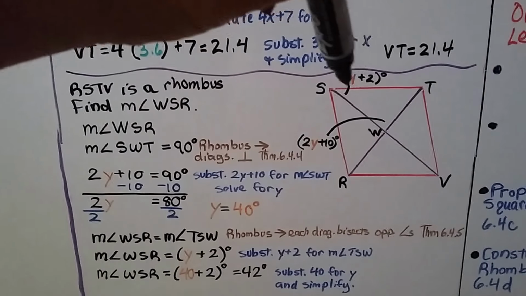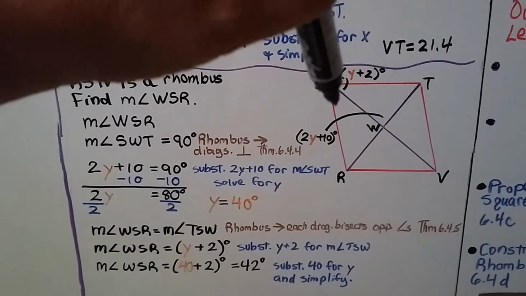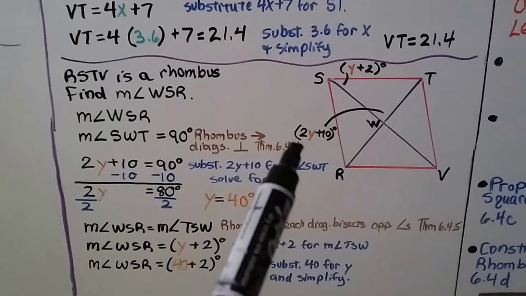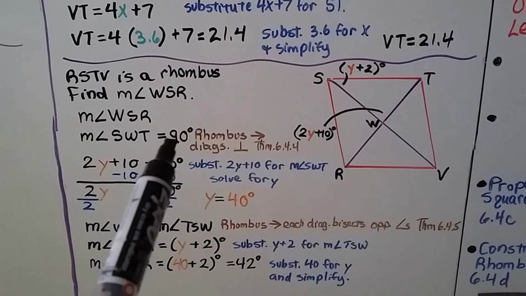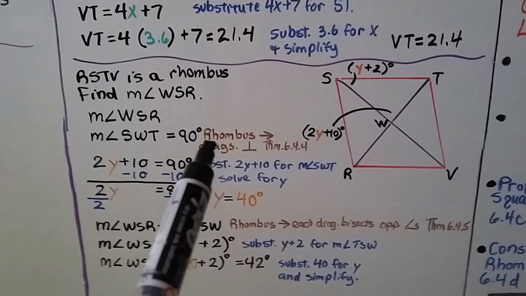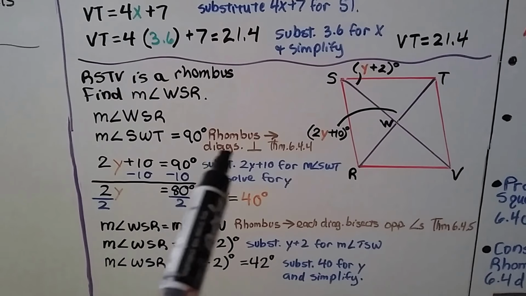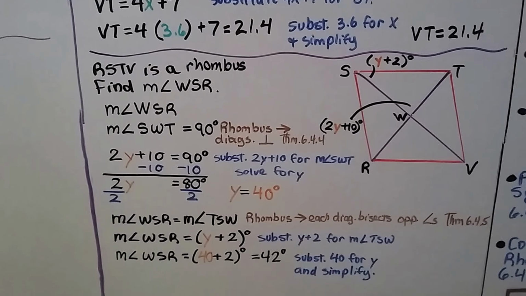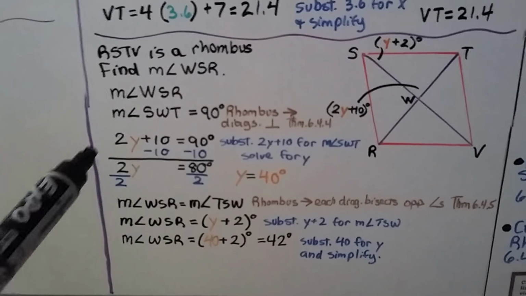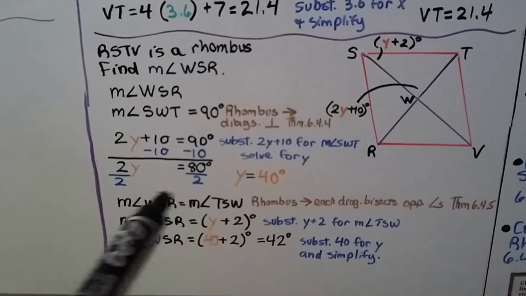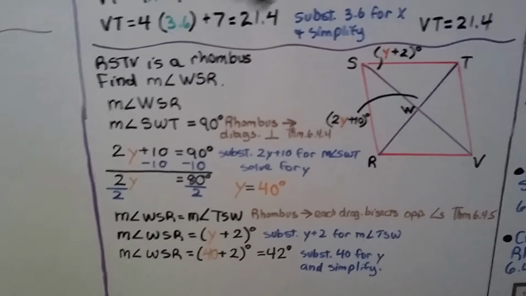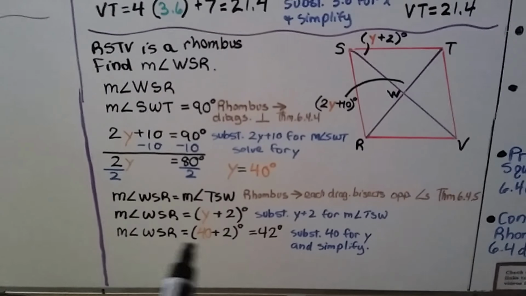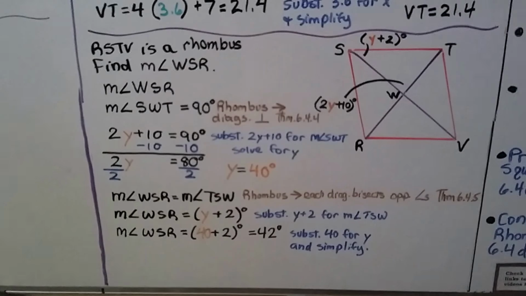So that tells me if we can find this one, and this is bisecting it, it'll be equal to that one, won't it? So the measure of angle SWT is 2y plus 10 degrees. That's 90 degrees. Because if it's a rhombus, then the diagonals are perpendicular. So that's got to be 90, right? So we can set 2y plus 10 to equal 90. We can subtract 10 from both sides and get 2y equals 80. Divide both sides by the 2 coefficient and get that y equals 40. Now we can put 40 in here for the y, and we'll get that it's equal to 42 degrees. See?